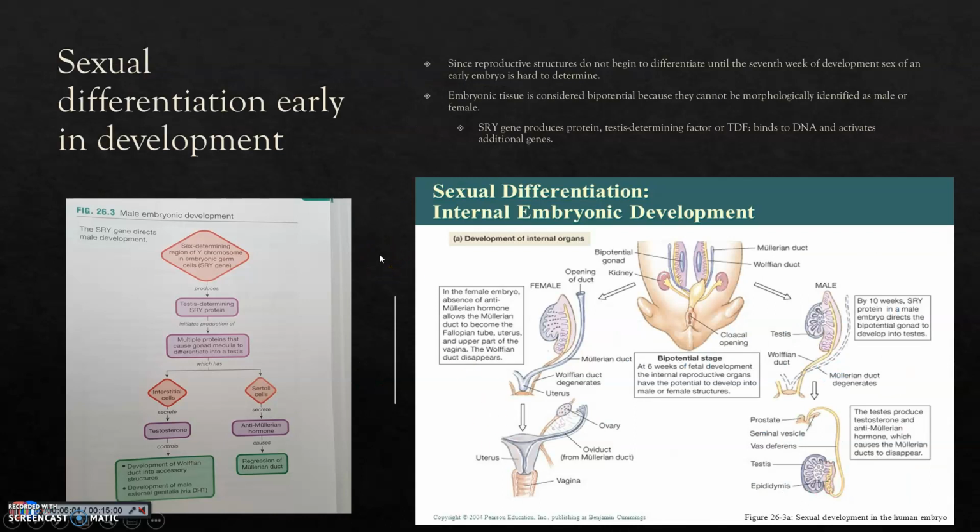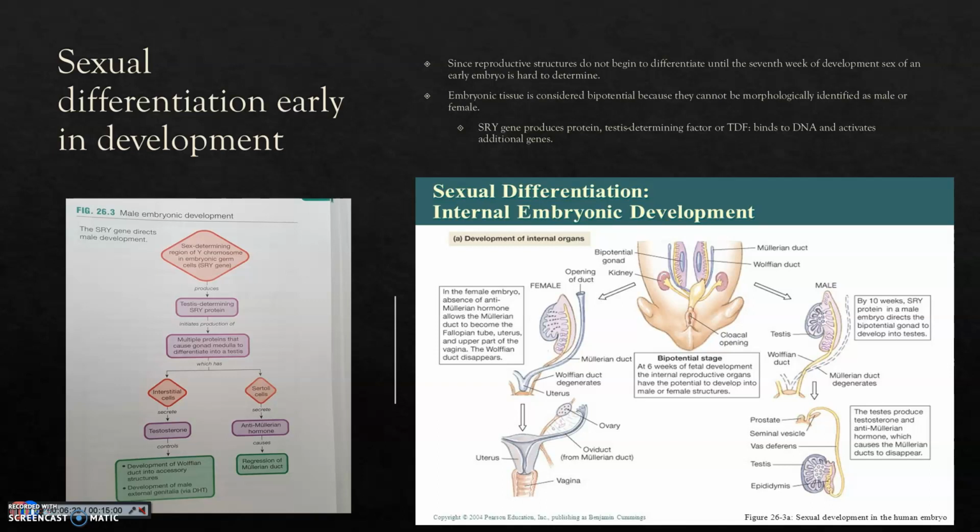So here we see the sexual differentiation in early development. And we're going to basically break down this whole scheme right here and how hormones and genes play a role in the determination of gender.